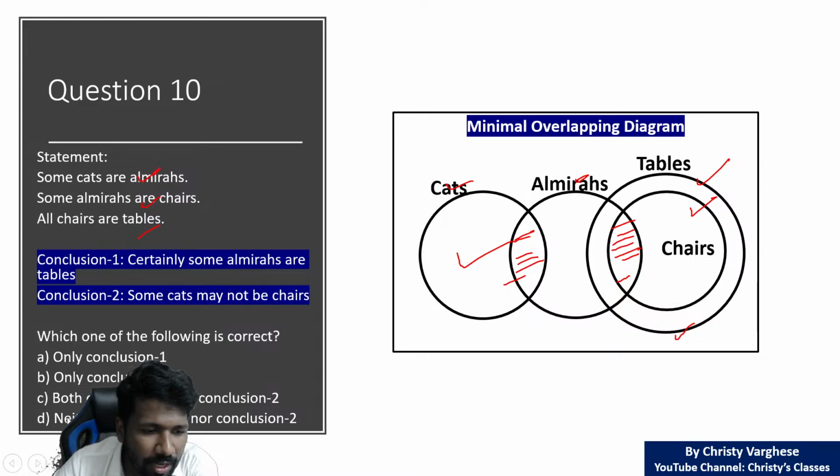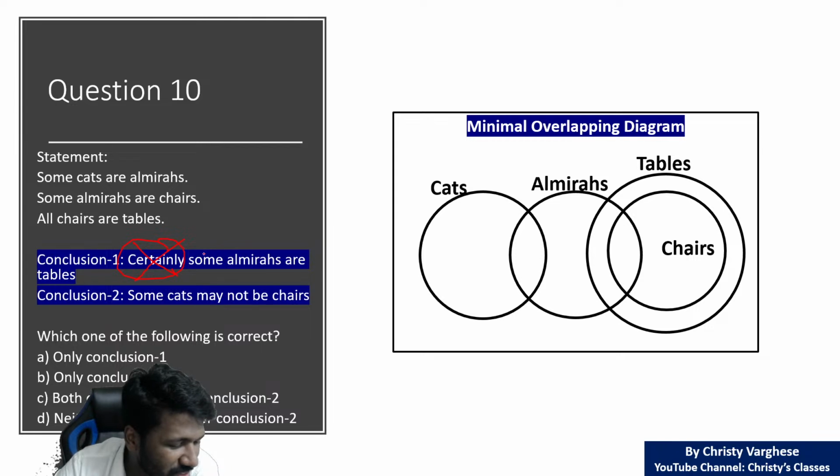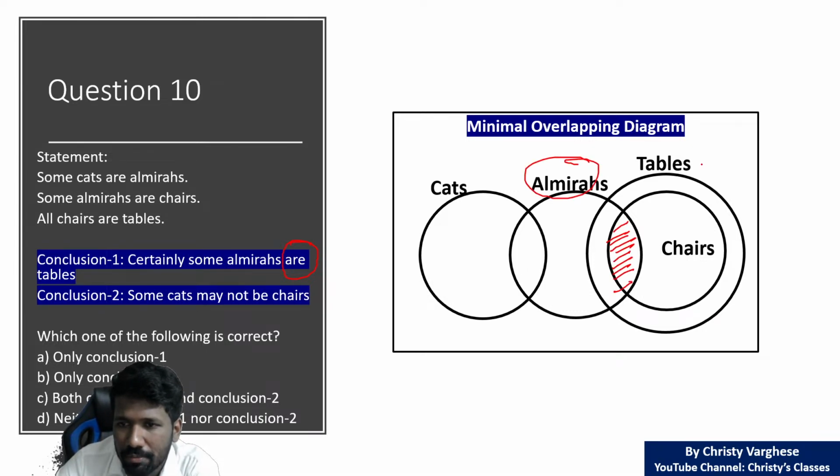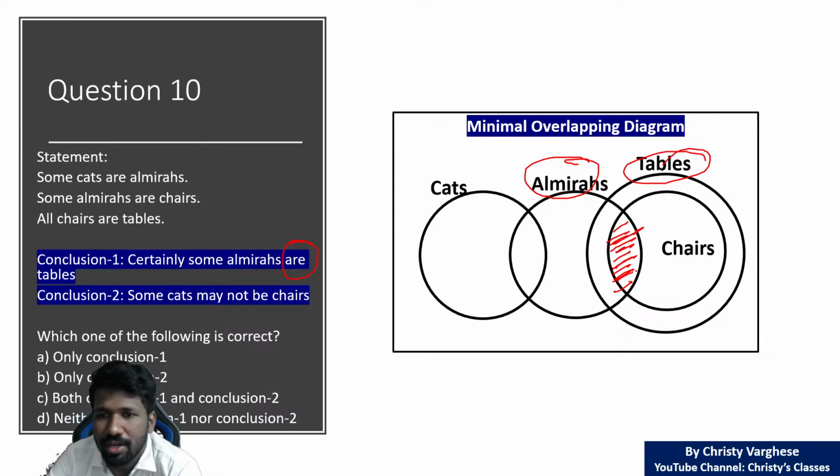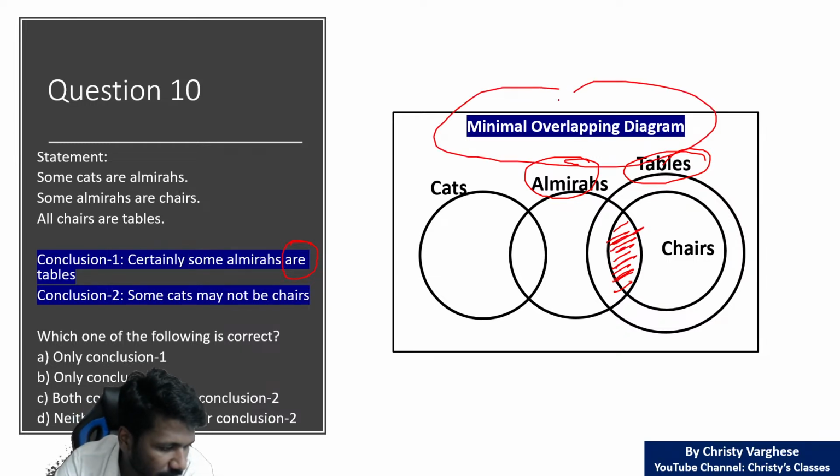With this minimal overlapping diagram, what all can be told? Let us check. Certainly: whether the word certainly is there or not, it means the same only. That is just to confuse you. Because the word "are" is already an extreme copula, which means certainly itself. Certainly some almirahs are tables means in all cases, almirahs should be tables. Some almirahs are tables, that is true, because look at this. The almirah set and table set have an intersection in the minimal overlapping diagram itself. That is why it is true in all cases. Conclusion 1 is true.